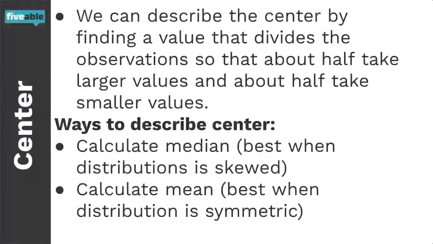Two ways to describe center. We could do the median. The median works best when distributions are skewed. So if you have a skewed distribution, you're going to want to use the median. When we have symmetrical data, our mean is the best measure of center. So when we're doing symmetrical data, the mean is a really good way to measure center.